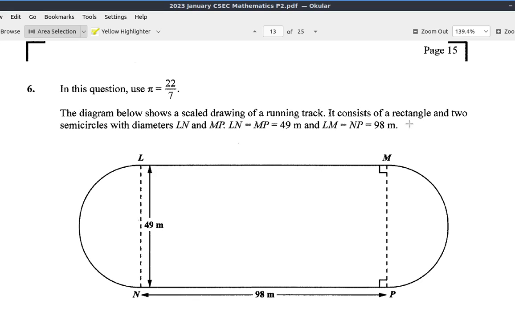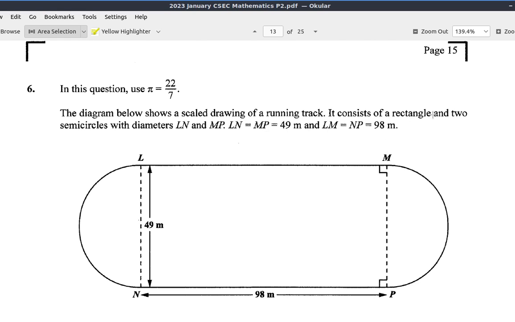CSEC Mathematics January 2023. We're now at question 6. Question 6 starts out: in this question, use pi equal 22/7. The diagram below shows a scaled drawing of a running track.